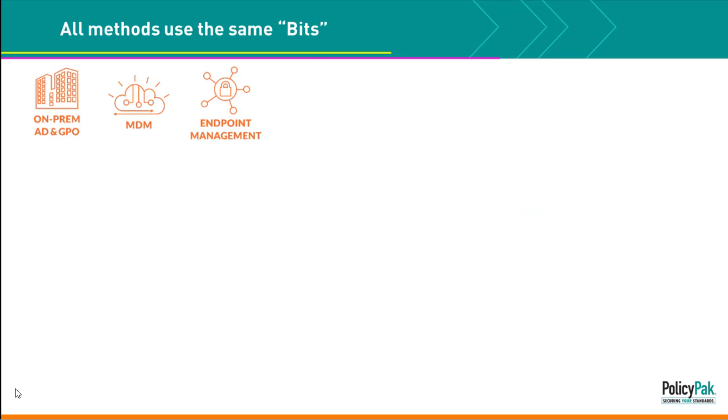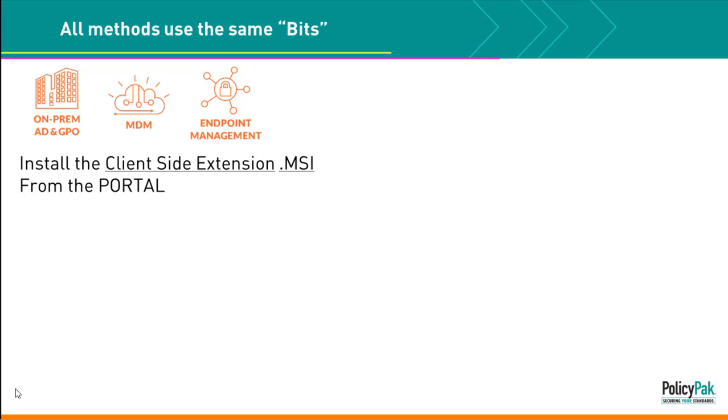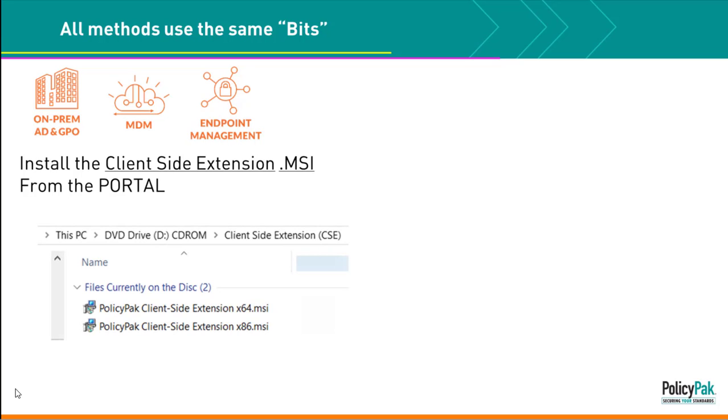Now, all the methods here, the on-prem, the MDM, and endpoint management, they all use the same bits. What's the bits? Well, it's the client-side extension that you download from the portal. Here it is, the PolicyPak client-side extension. We all use the exact same bits. Very easy to deal with. You just decide that you've got to get this out there. We'll talk about how to get that out there in just a couple minutes.